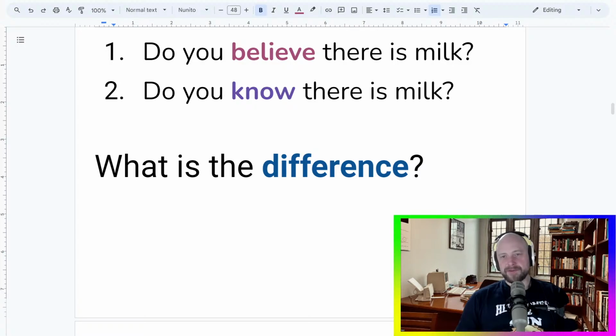I'm going to give you guys a few minutes to get your thoughts together about this. Let me know what you think. What is the difference between knowing and believing?